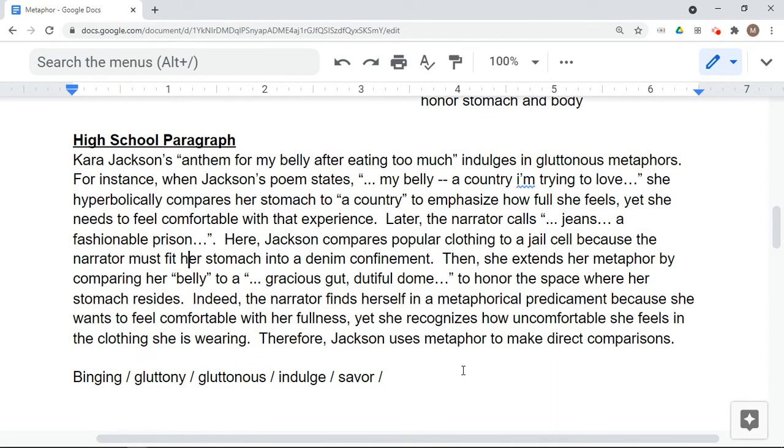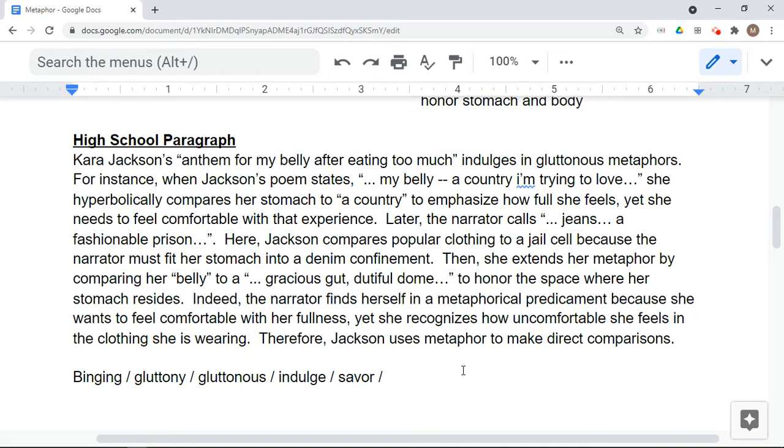Indeed. Okay, then she, we can even say binges on her metaphor, but I'm going to just say then she extends the metaphor, because it's called an extended metaphor when you elaborate. Then she extends her metaphor by comparing her belly to a gracious gut, dutiful dome, to honor the space where her stomach resides. Indeed, love that last part for that middle school.